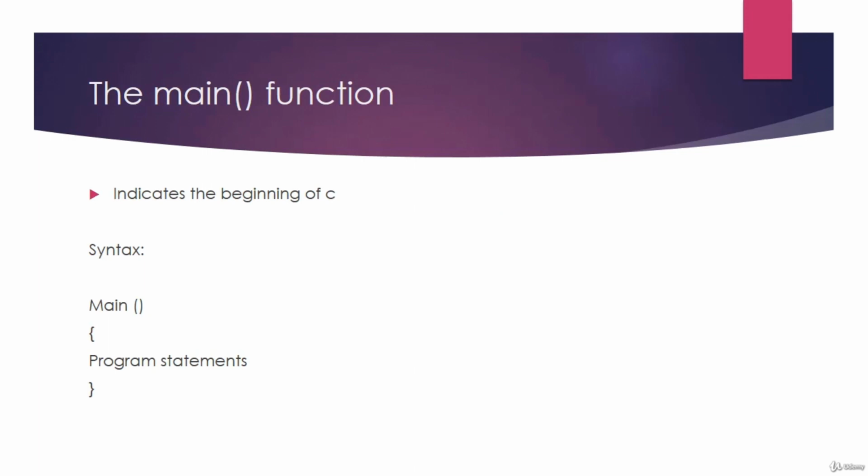And next comes the main function. The main function indicates the beginning of a C program. The main function must be included in every C program. When a C program is executed, the control goes directly to the main function. The statements within the function are the main body of the C program.